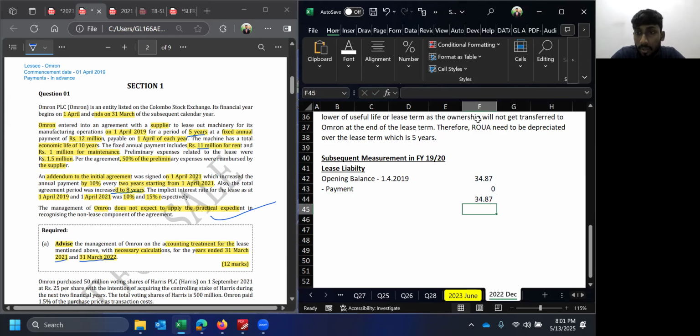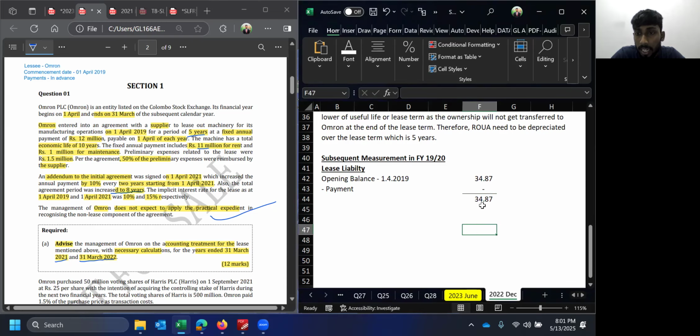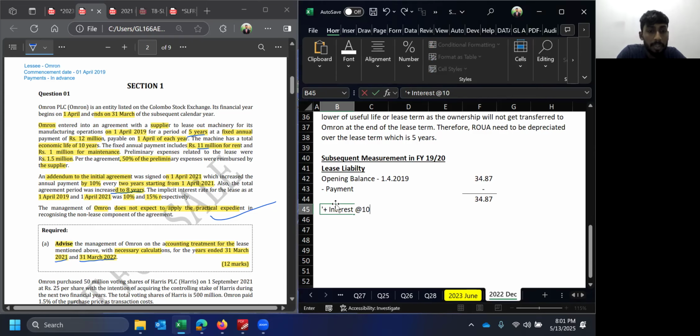Accordingly, here I can calculate the balance after payment, which is just a subtotal. And for this, I have to add interest at 10%. Then I can get the closing balance.